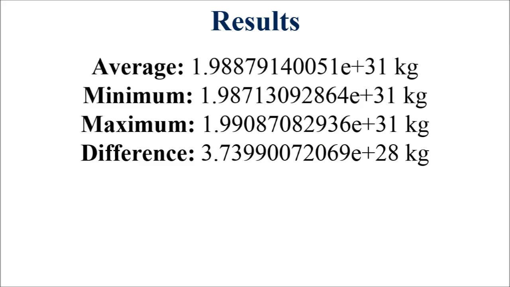My computed mass at each time step varied, but the average mass was around 1.9888 times 10 to the 31st kilograms, and the minimum and maximum varied by 3.74 times 10 to the 28th kilograms, which is a large value, but it's still several orders of magnitude below the actual mass.